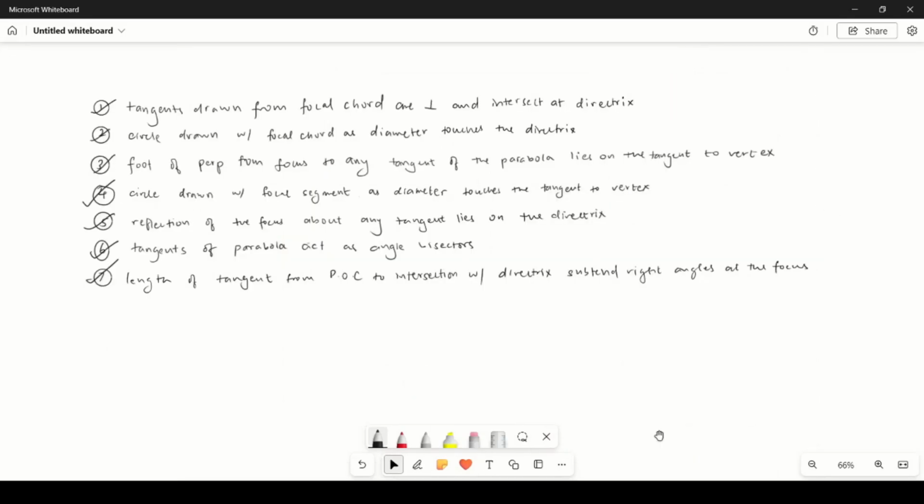So we've proved all 7 properties, and as you can see, all of this follows from the one simple fact that in a parabola, the distance from the focus is going to be the same as the distance from the point to the directrix. So yeah, it's always good to go back to the definition and look through from the definition and get the solution.